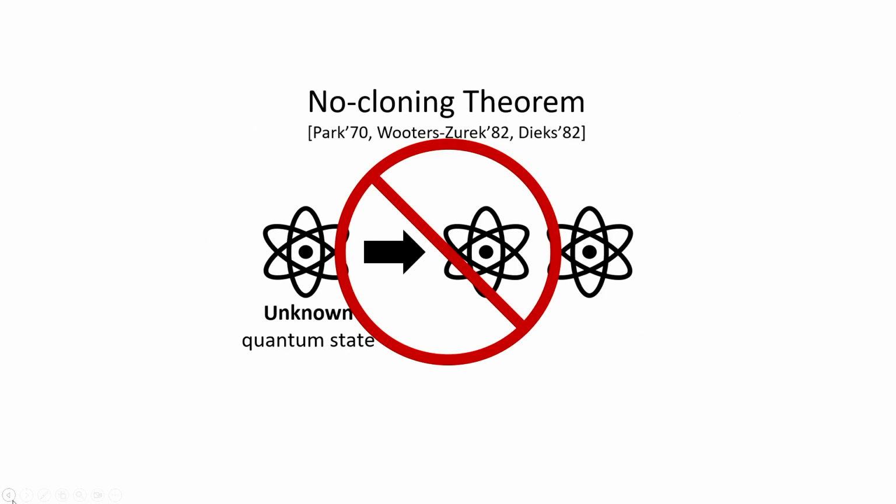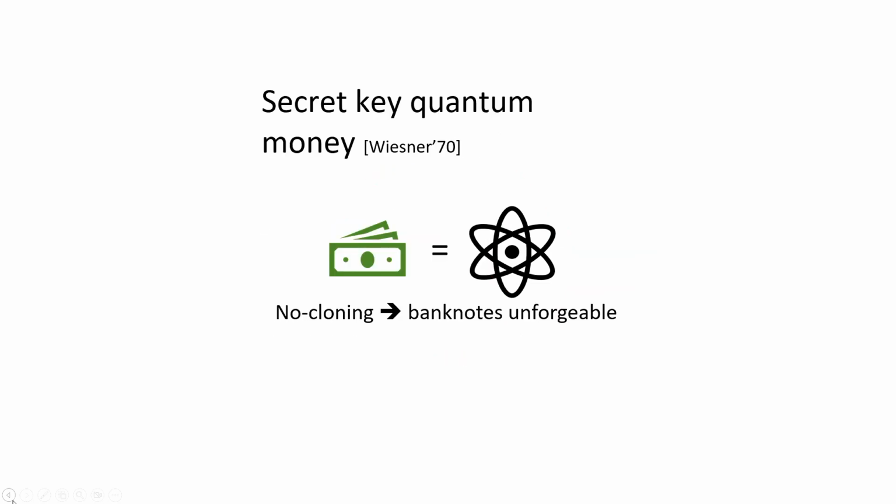So let's start with some background. The quantum no-cloning theorem states that given a general unknown quantum state, it is impossible to create two copies of that state. And it's been crucial for the development of the first cryptographic protocols, specifically the protocol of quantum secret key quantum money, which was devised by Wiesner in 1970.